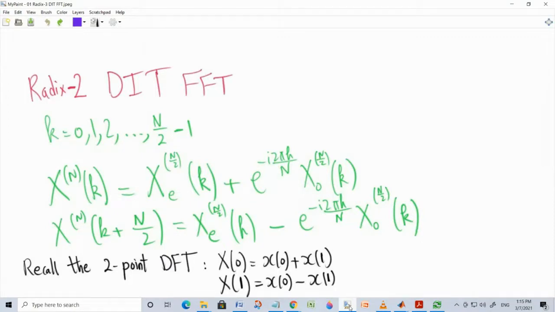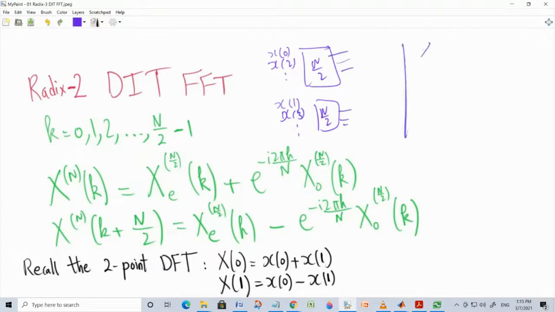So let's review basically the Radix-2 Decimation-in-Time FFT. We can efficiently implement the discrete Fourier transform by this recursive idea: you compute the N/2-point DFT of the even samples, so those are x[0], x[2], and so on, and then the N/2-point DFT of the odd samples, which is x[1], x[3], and so on. Then you combine the outputs to obtain the N-point DFT.